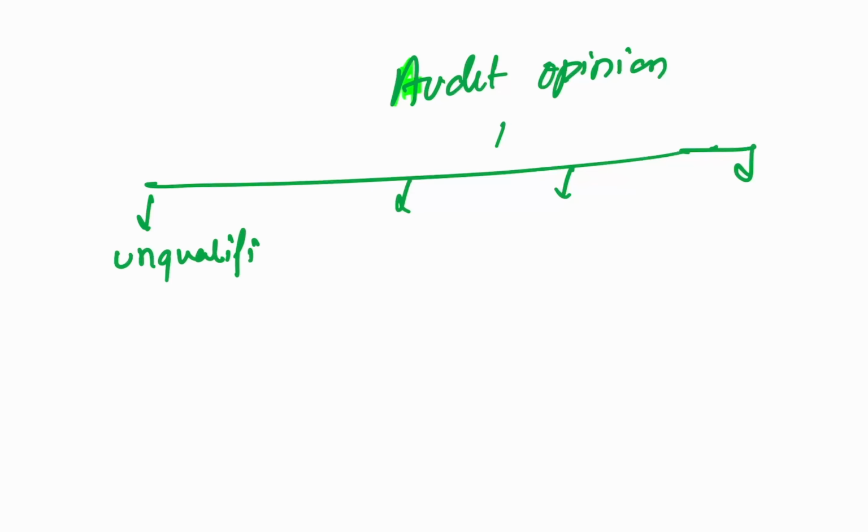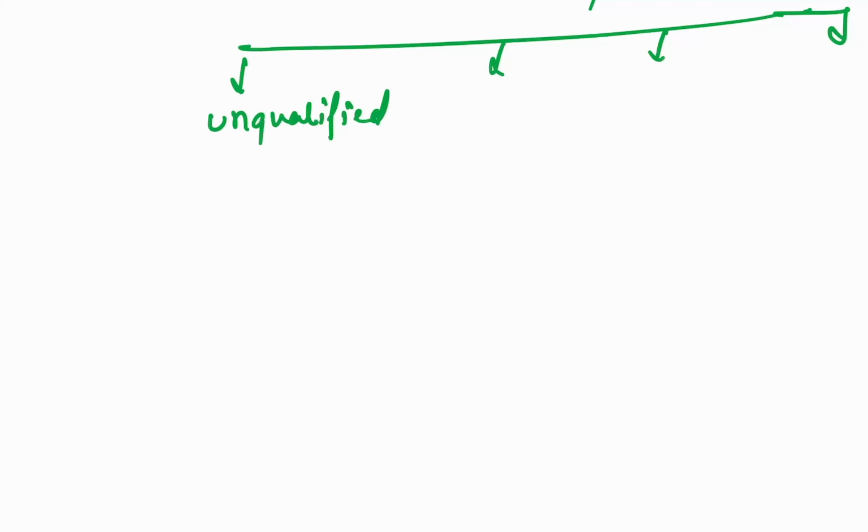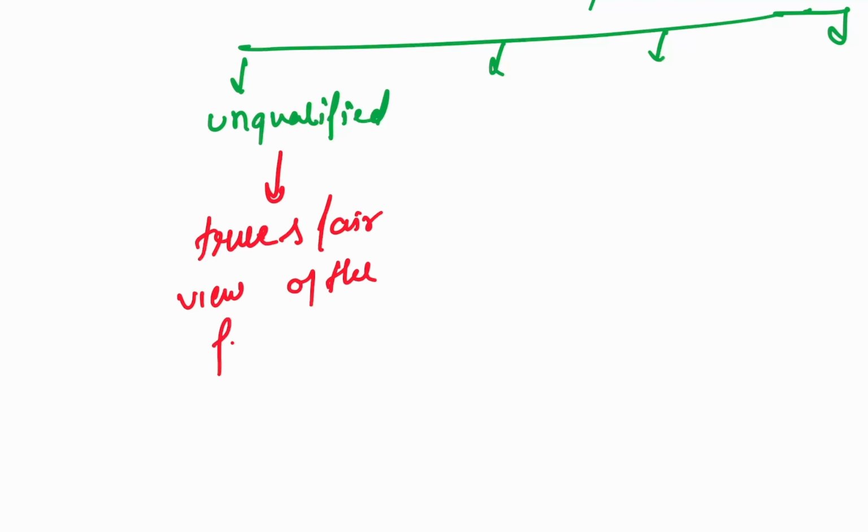Unqualified opinion. This is the first one, and this is what every company wants. What it actually says: we, the auditor, believe the financial statements are true and fair and they follow all the accounting rules. It shows the true and fair view of the financial statements.